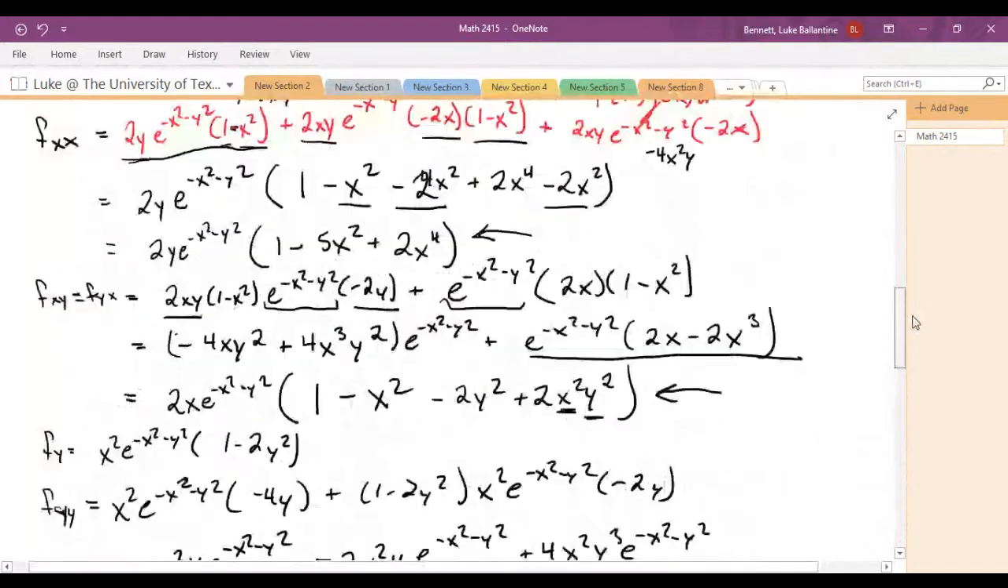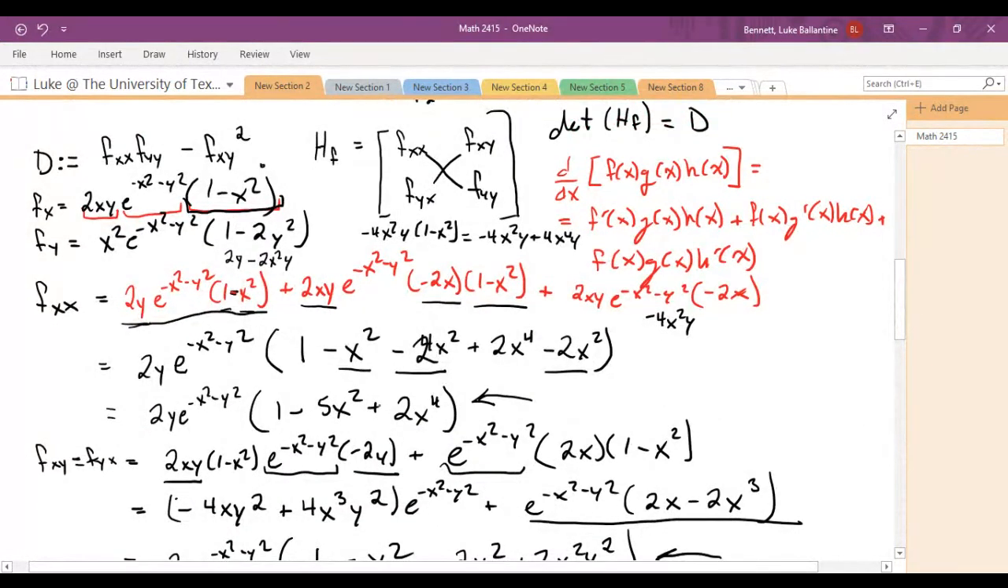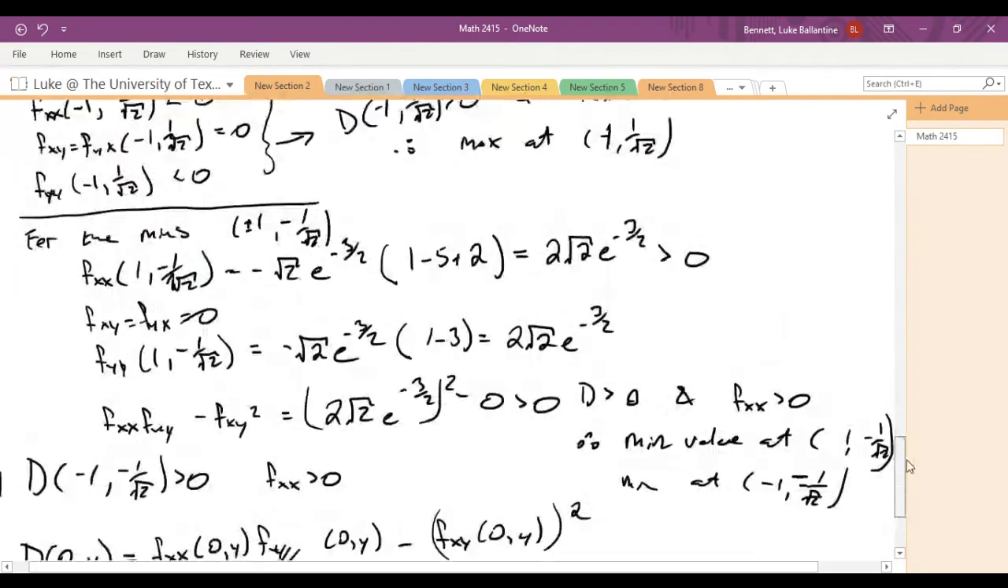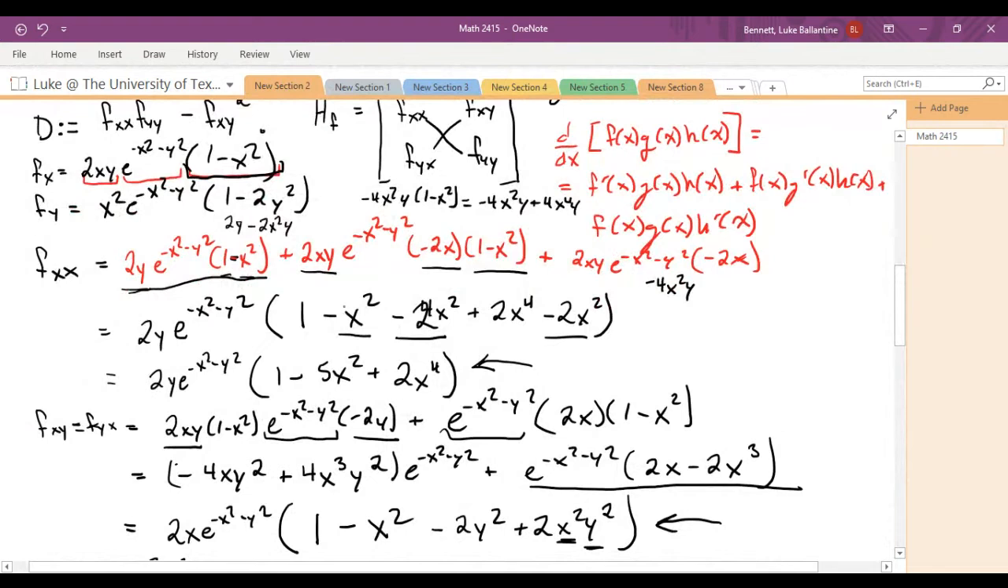Fxx at 0 comma y, well, here's fxx right here. Am I missing an x or something? Let's see. This is fxx right here. If I plug in 0, I don't get 0. Maybe there should be an x in this term right here. In fact, something factored out. I'm missing.